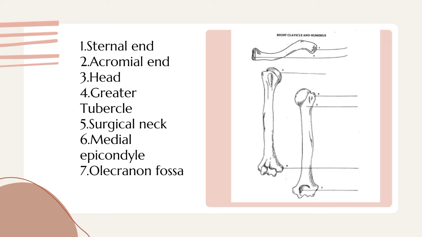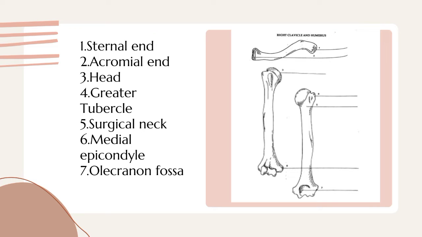The greater tubercle is the most lateral bony point of the humerus and is palpable at the posterolateral aspect of the shoulder. It serves as an attachment point for the supraspinatus, infraspinatus, and teres minor muscles. Number five is the surgical neck. The surgical neck is found just inferior to the tubercles where the shaft begins. It is also a common site for fractures.